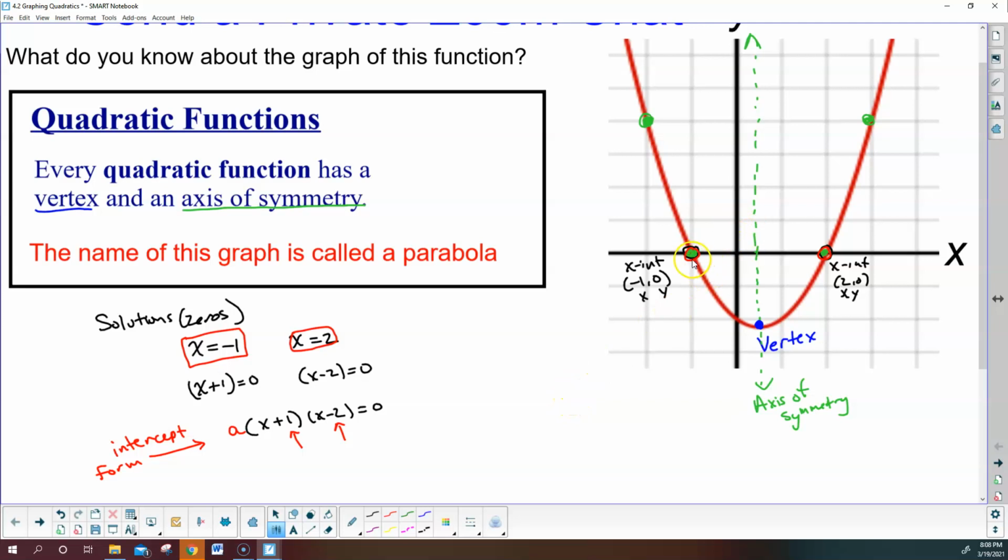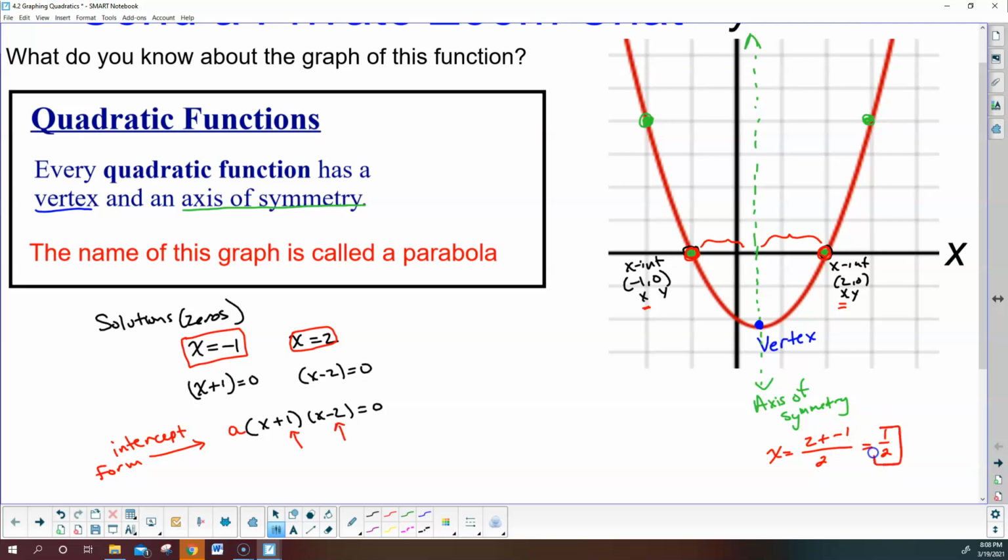Another thing to look at is the value of this axis of symmetry. If the solution is at -1 and the other solution is at +2, then the distance between the axis of symmetry and the left zero and the axis of symmetry and the right zero have to be exactly the same. So if I took the average of my x's, then the axis of symmetry would be 2 plus -1, divided by 2.